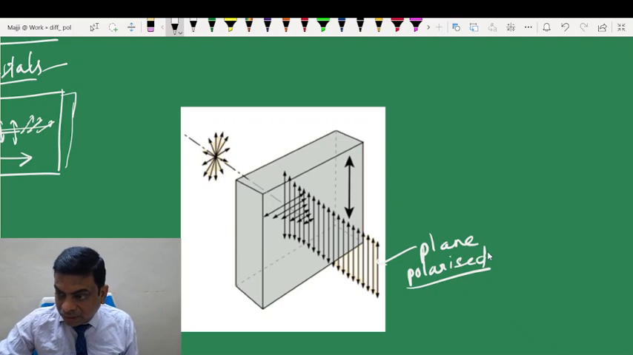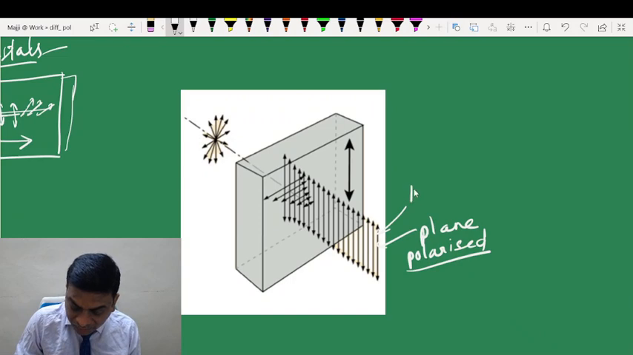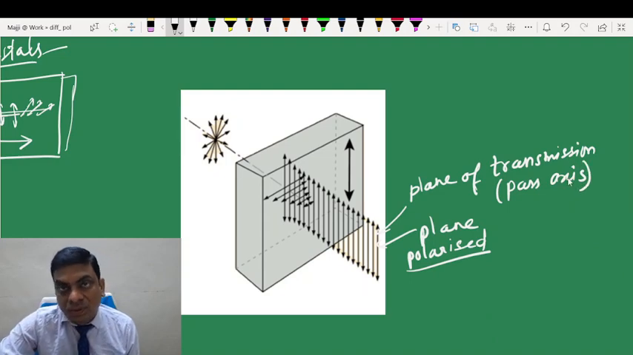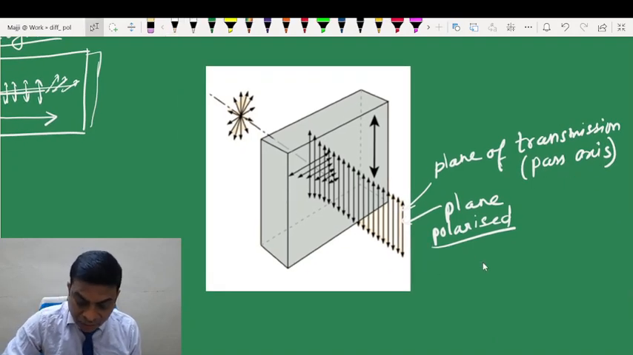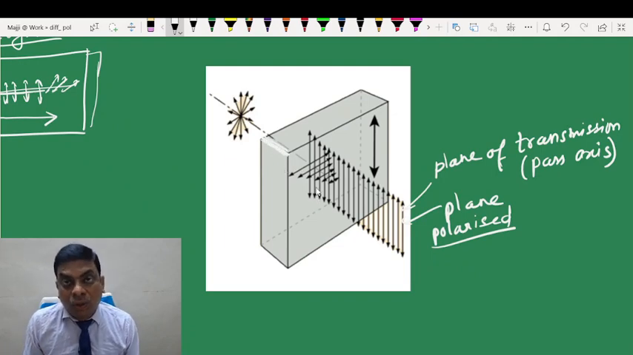Now here you see that this particular plane, you can call it the plane of transmission, or the axis of transmission, or the pass axis. Sometimes we call it the pass axis. Now here the thing is that the light might require to move an appreciable amount of thickness, an appreciable distance, before which one of the two plane polarized lights is completely absorbed.